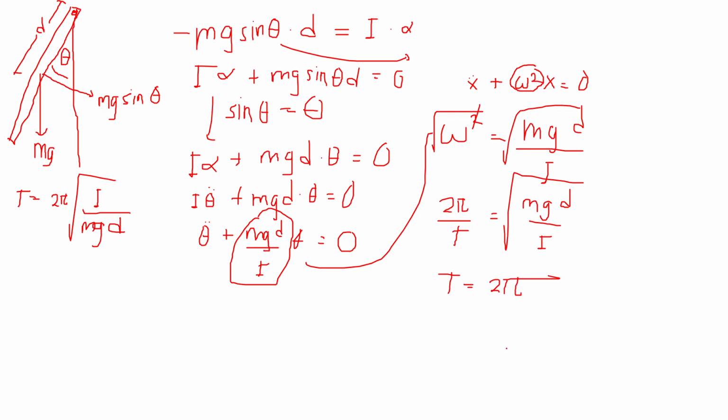Oh shoot! But okay, I'm just gonna continue. 2 pi of I over mgd. Okay, yay! We got it. So basically in the experiment we will square this to get T squared equals 4 pi squared times I over mgd, and we solve for I basically. Okay, cool. We solve for I.